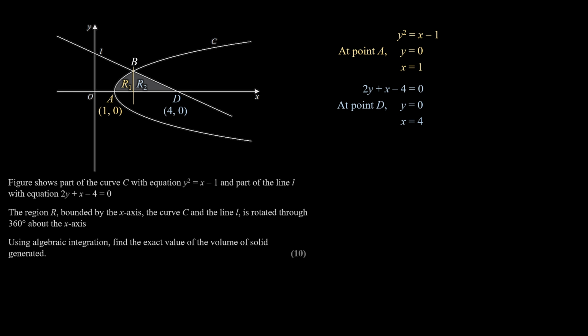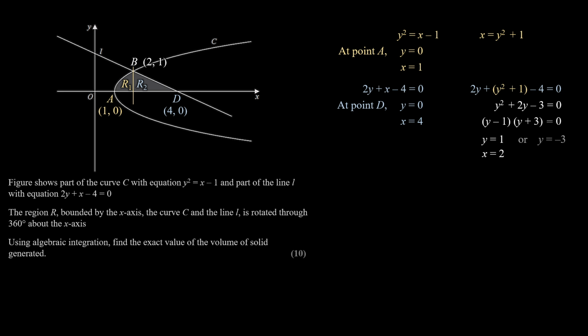To find the value of B, we substitute x equals y squared plus 1 into the straight line equation. Simplifying, we get the quadratic equation y squared plus 2y minus 3 equals 0, which can be factorized as (y minus 1)(y plus 3). There are two possible values for y, 1 or negative 3. Since B is above the x-axis, we take the positive value for y. When y equals 1, substituting into x equals y squared plus 1 gives x equals 2. Thus, the coordinates of B are (2, 1).